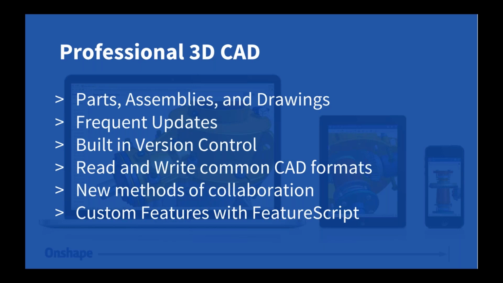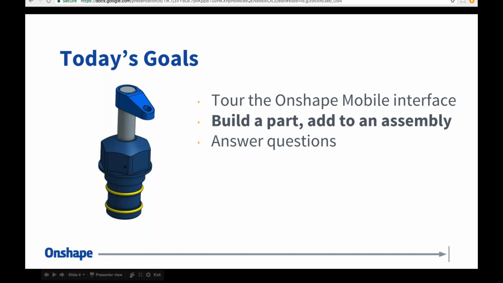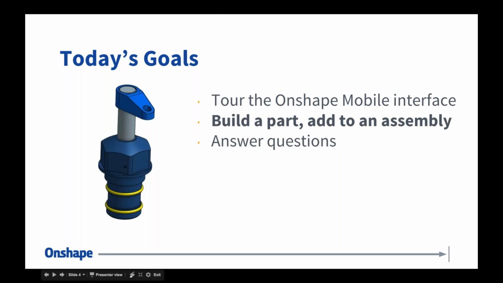All right, so what are we going to do here today? Well, the goal, of course, is to tour the Onshape mobile interface, build a part, add it to an assembly, and then answer any questions that you may have. Of course, as we're going through this, feel free to ask any questions, and I'll do my best to stop and address them. But again, the interface is a big one. I'm going to spend quite a bit of time on the interface, and in particular, some touch gestures that can really make a big difference in using Onshape Mobile.